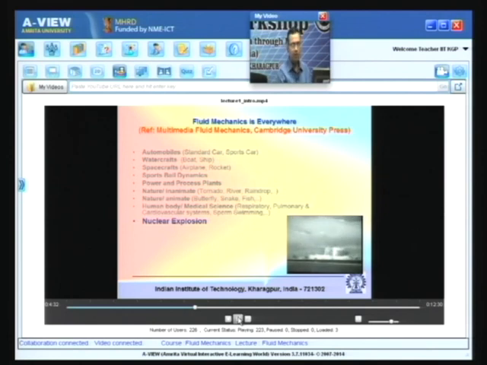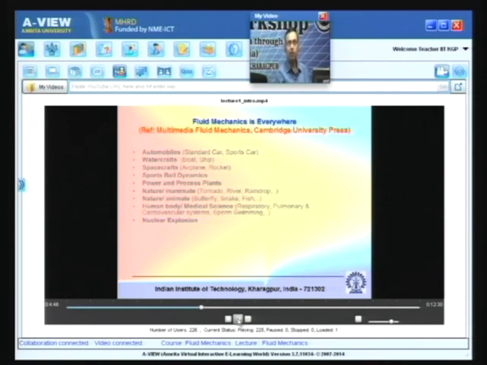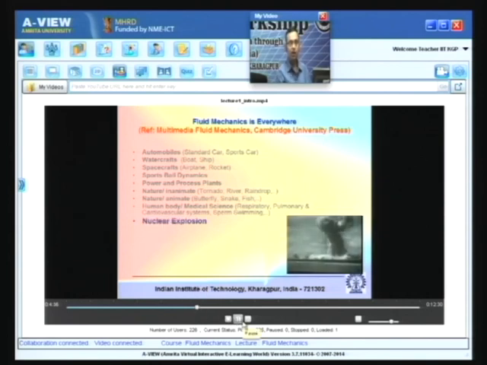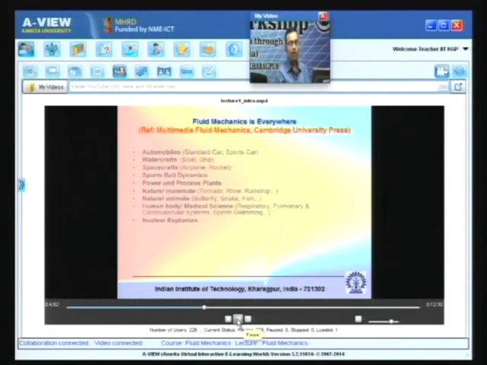Now we also look into other examples. Of course human body science is very humanitarian, but nuclear explosion may not be that humanitarian. You can see a large scale picture of a nuclear explosion that is going on, the cloud that is forming, and that also gives flow visualization. Of course it is not a designed flow visualization, but this is how it actually takes place.